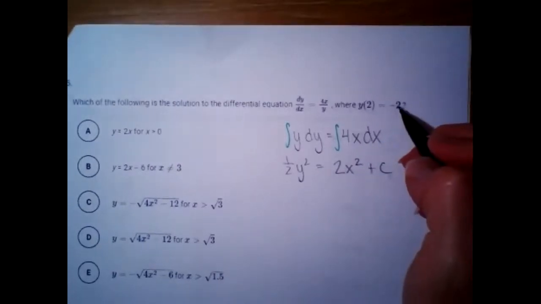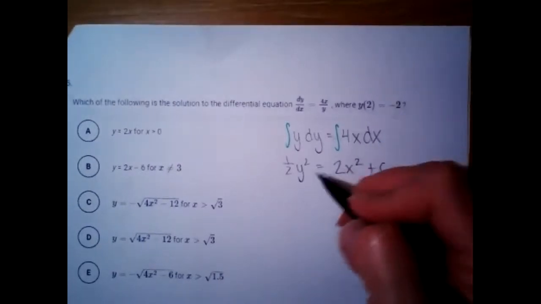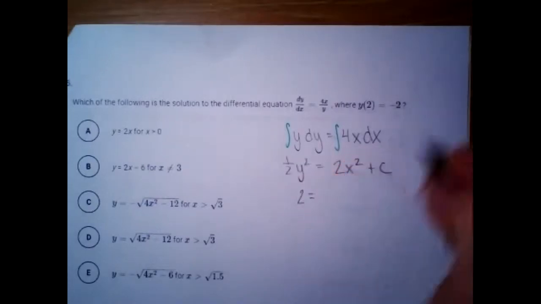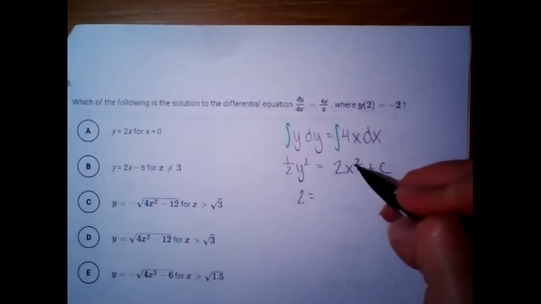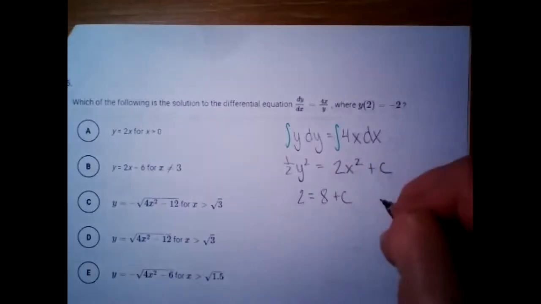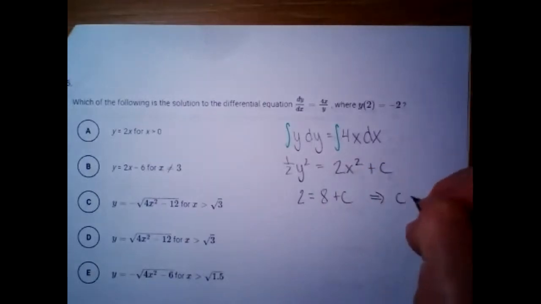And so we're going to plug in -2 for y. So -2 squared would be 4. Half of that is 2. And we're going to plug in 2 for x. So 2 squared would be 4 times 2 is 8 plus C. And so that gives us that C is -6.